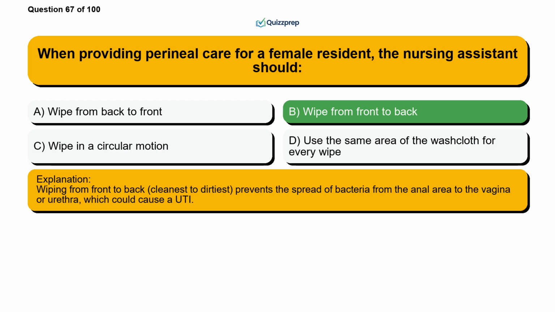Wiping from front to back, cleanest to dirtiest, prevents the spread of bacteria from the anal area to the vagina or urethra, which could cause a UTI.